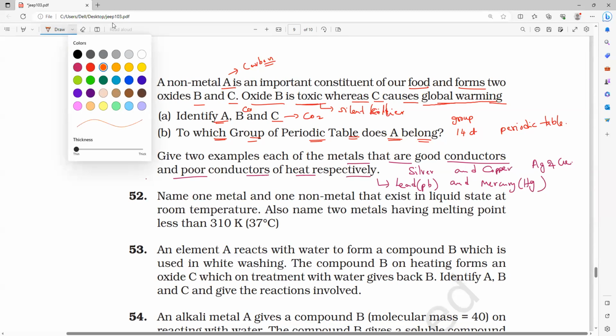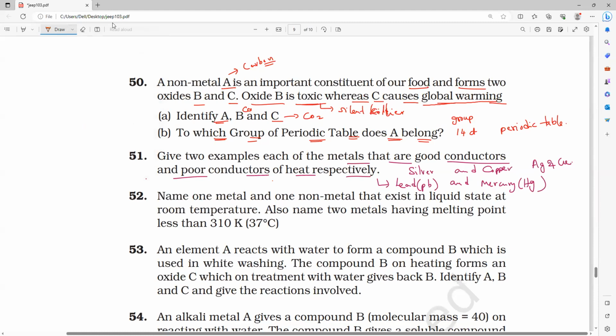You can remember that. Next, name one metal and one non-metal that exist in a liquid state at room temperature. We all know one metal that exists in a liquid state already, everybody? Mercury is the metal. Next one, non-metal: bromine. Bromine is the non-metal. What is the symbol of bromine? Br.